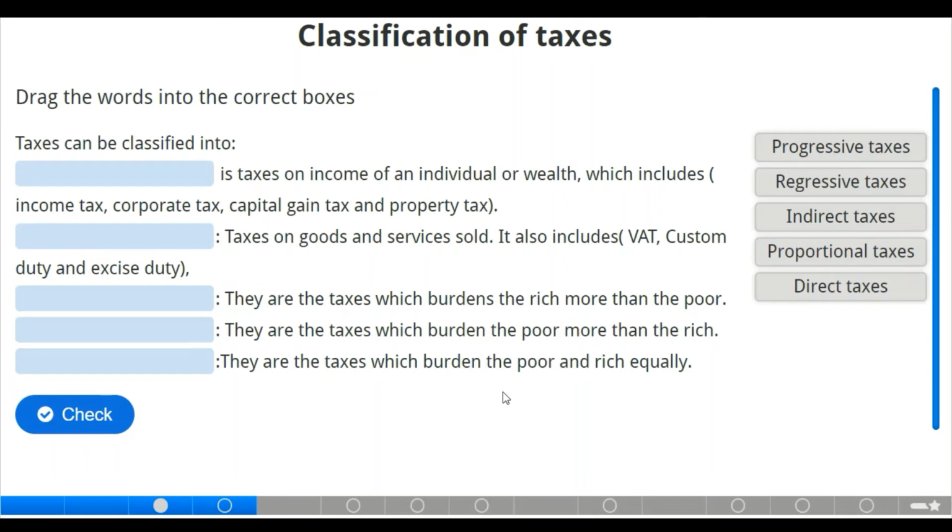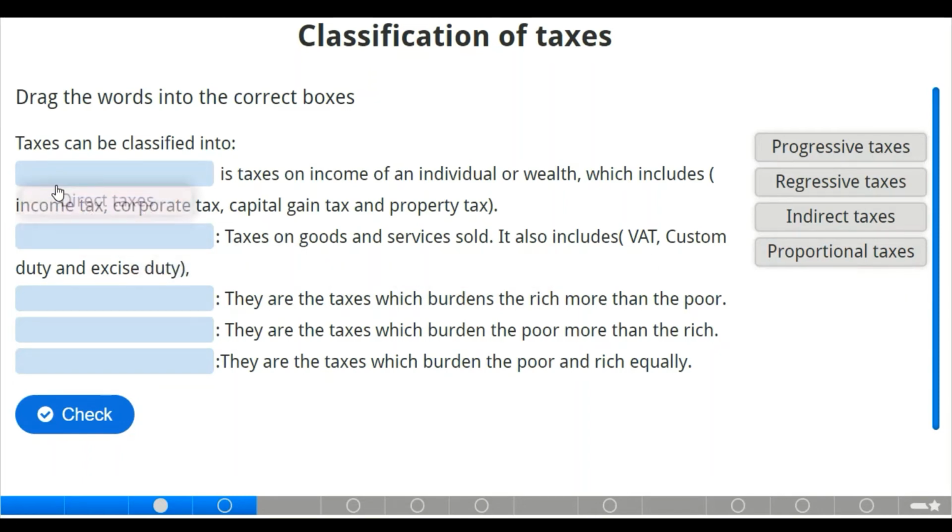Dash is the taxes on income of an individual or wealth, which include what? Income tax, corporate tax, capital gain tax, and property tax. And we also have taxes on goods and services sold, which include value added tax, custom duty, and excise duty. Now let us drag. Here I said our tax can be classified into direct and indirect. Of course, direct taxes are the taxes on income of an individual or wealth.